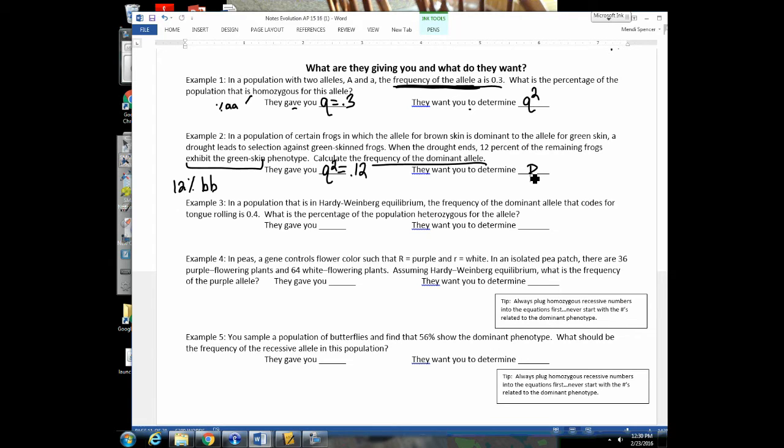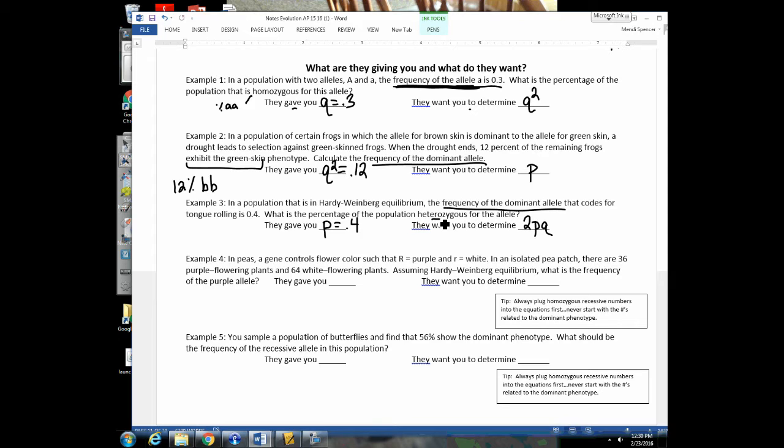Example 3 says, in a population that's in Hardy-Weinberg equilibrium, just ignore that for now. It's no big deal. We'll talk about what that means. It says the frequency of the dominant allele is 0.4. So they're giving you P, and they're saying P is 0.4. What is the percentage of the population heterozygous for the allele? They want you to solve for 2PQ, because that number is going to represent the frequency of the individuals in the population that are heterozygous.